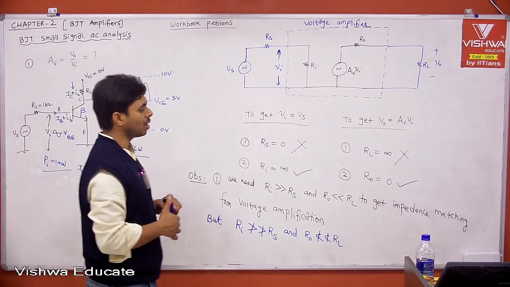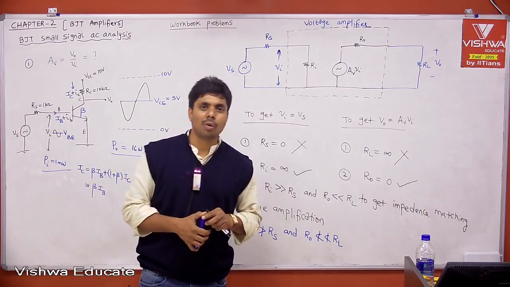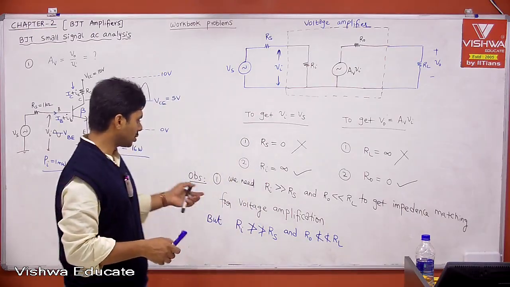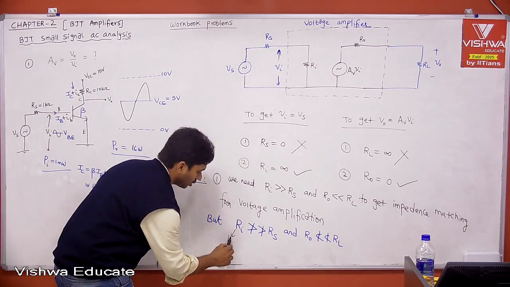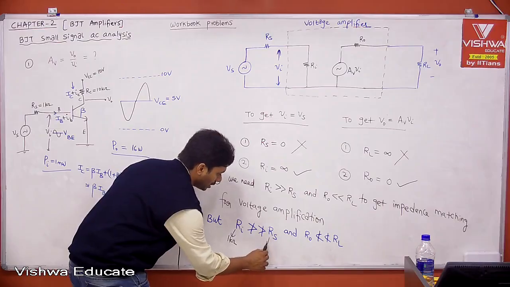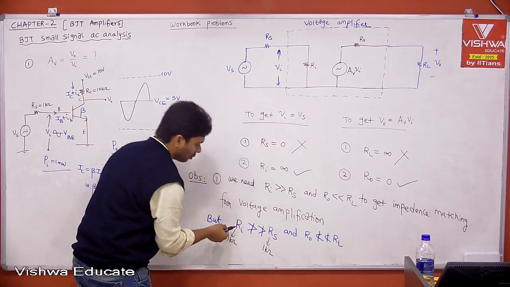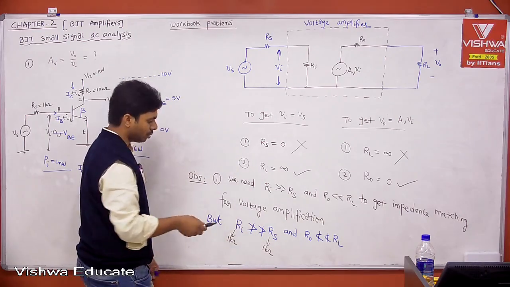The CE amplifier does not have impedance matching for voltage amplification. Just to prove that this is true, what is the Ri value we got? Based on our values, 1 kilo ohm. What is Rs? 1 kilo ohm. Is 1 kilo ohm very much greater than 1 kilo ohm? No, that's why this is true.